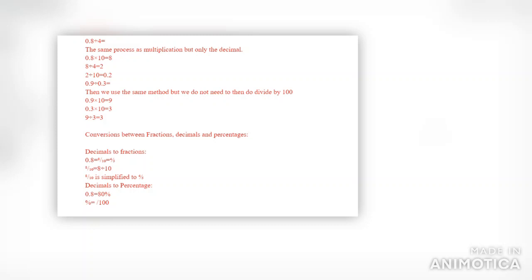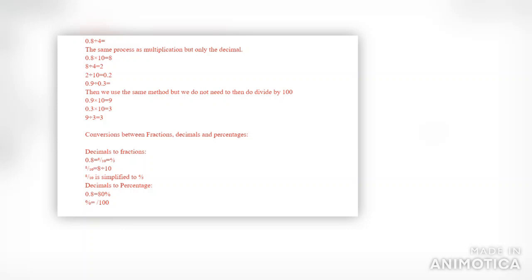A different example is 0.9 divided by 0.3. Then we use the same method, but we do not need to divide it by 100 like we do when we're doing multiplication. 0.9 times 10 equals 9, and 0.3 times 10 equals 3. So 9 divided by 3 equals 3.